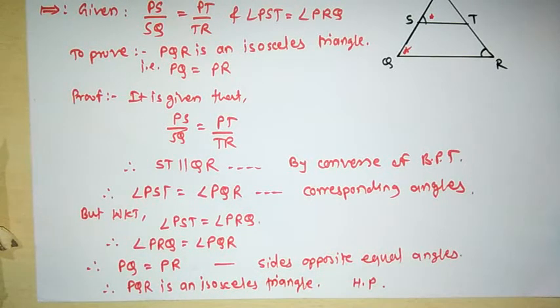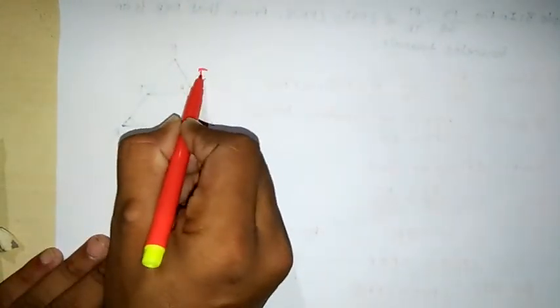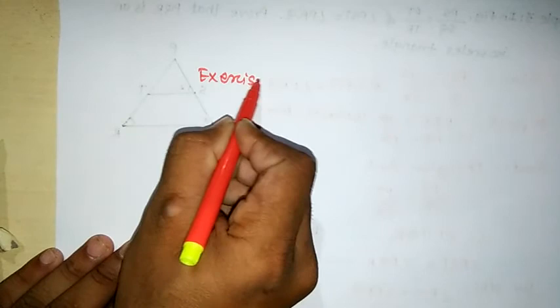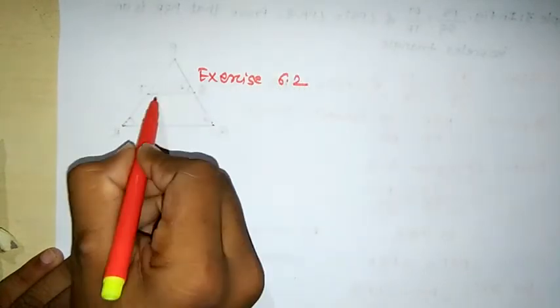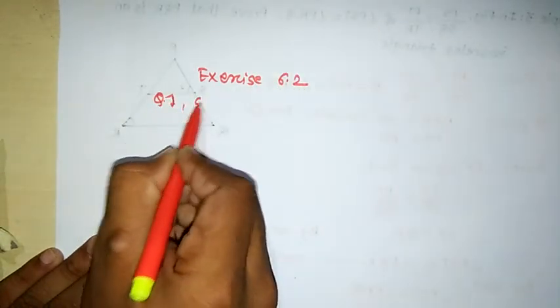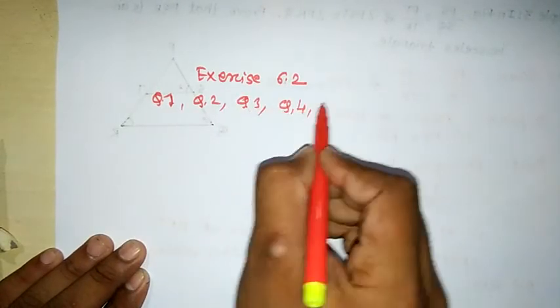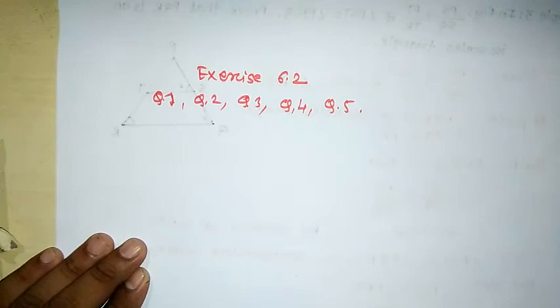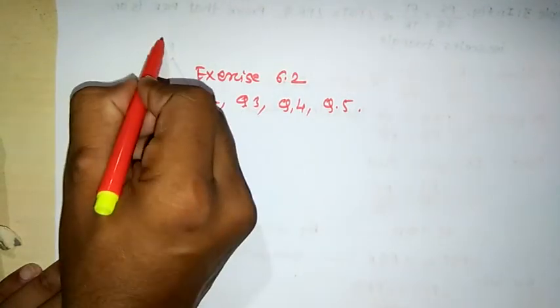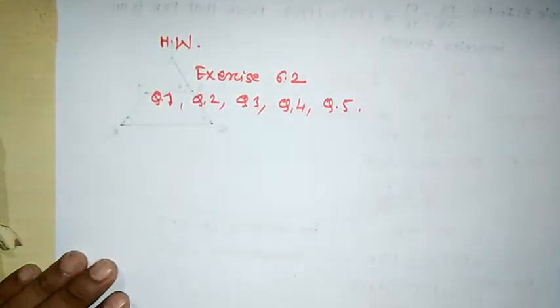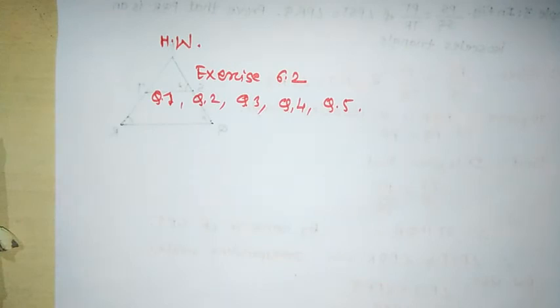Now, dear students, write down homework. Exercise 6.2, question number 1, question number 2, question number 3, question number 4, and question number 5. You have to solve. This is homework. Exercise 6.2, question number 1 to question number 5. You have to solve. Bye, students.